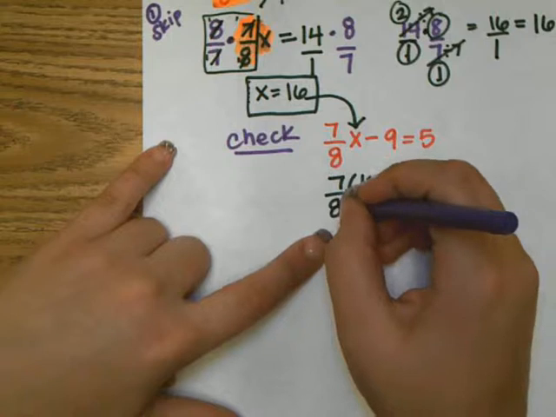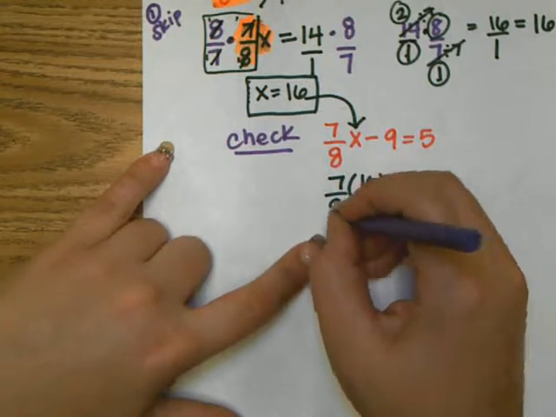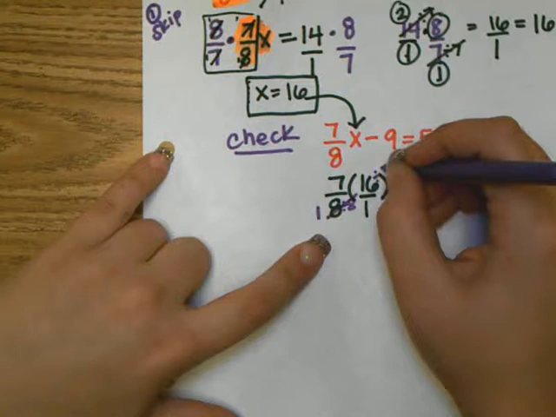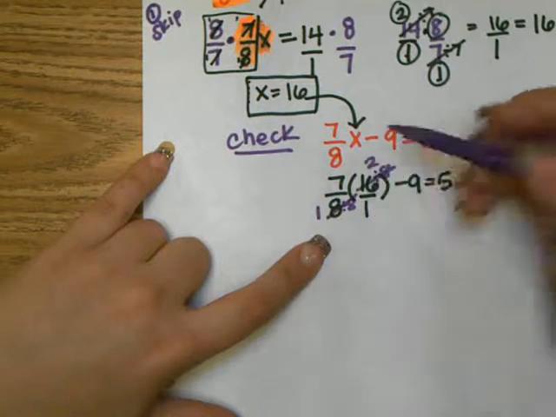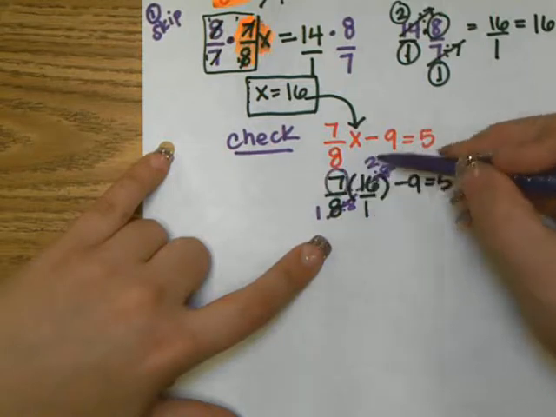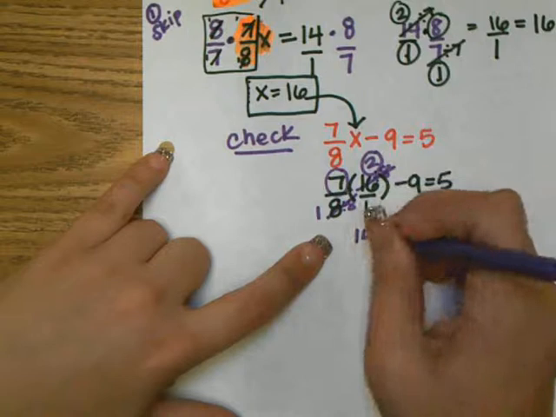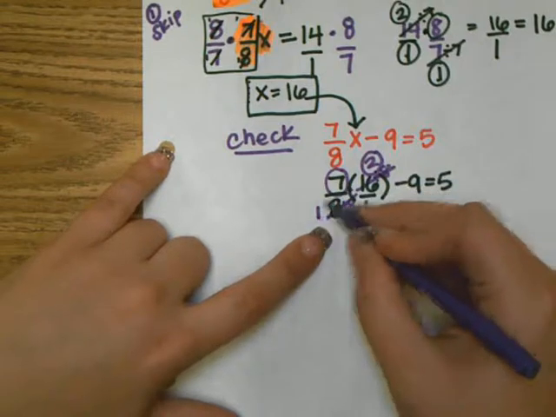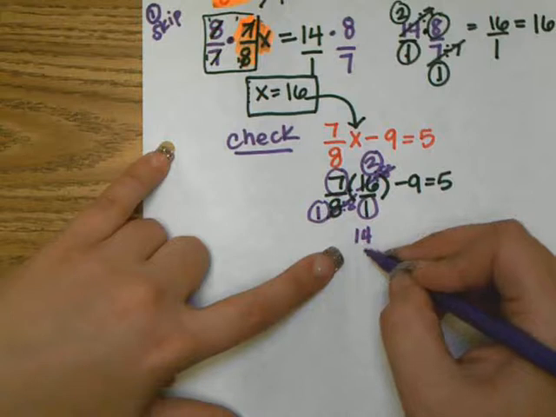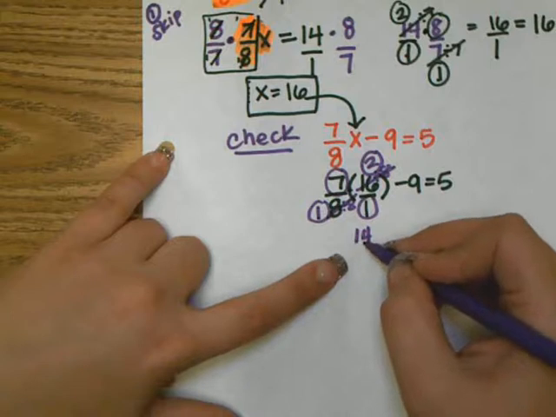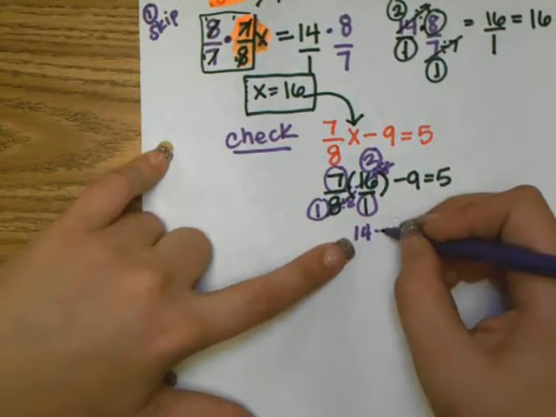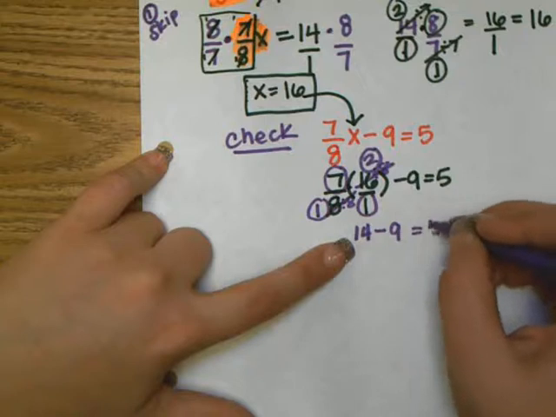So 7/8 of 16 we can reduce. We can simplify 8 divided by 8, that's now a 1. 16 divided by 8, that's 2. So 7 times 2 is 14, and 1 times 1 is just 1. So 14 divided by 1 is just 14.